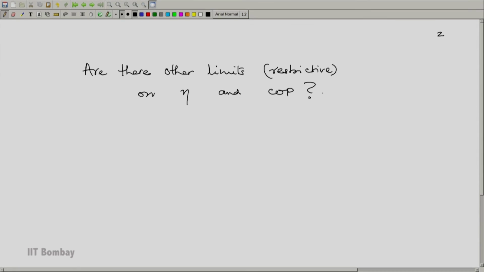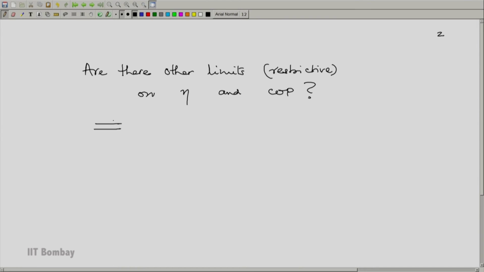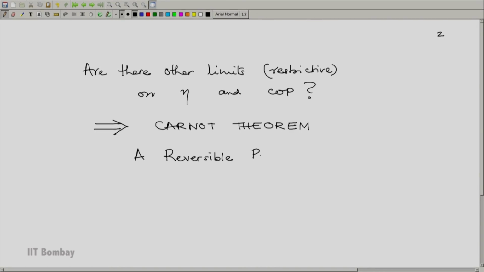This is a question which we should now look at, and before we can answer that question, we have to look at what we call the Carnot theorem, one of the most important principles in thermodynamics. But before we approach and state and prove the Carnot theorem, there is one very important word, an adjective that we have to define, and that is a reversible process. This is what we will do now.